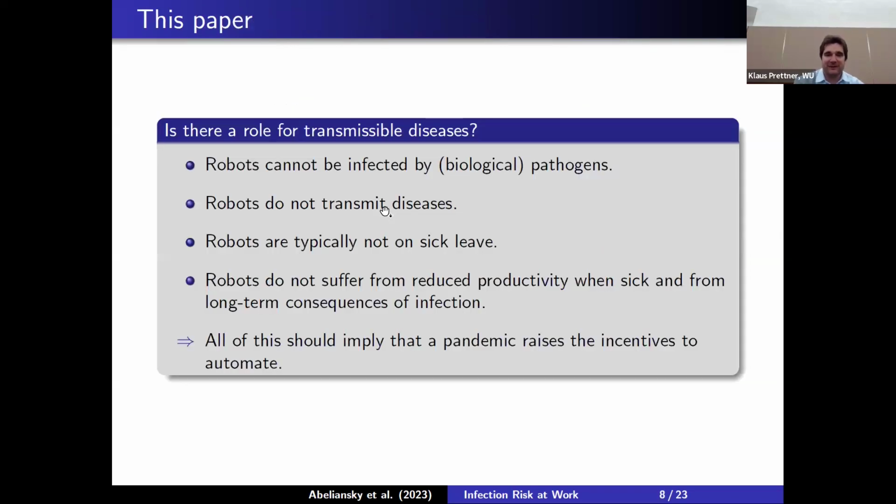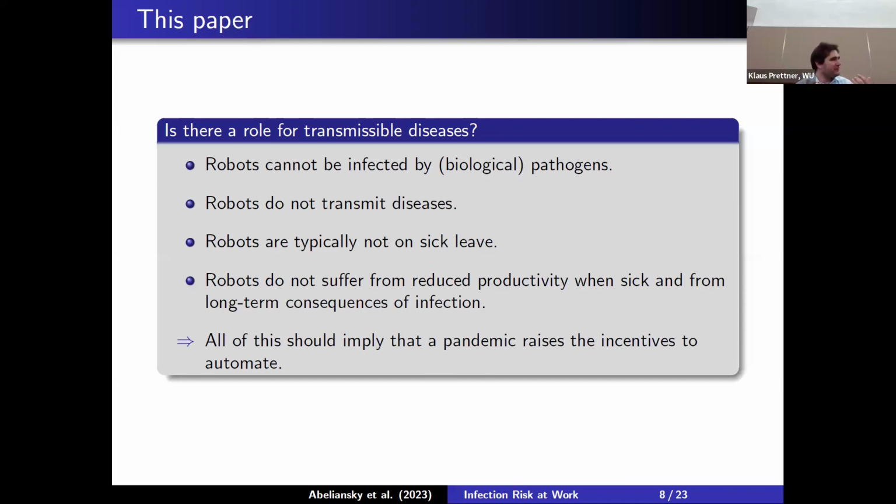But now what we want to do in our paper is to analyze whether there is also a role in automation adoption to play for health, and particularly for the presence of transmissible diseases. We've seen this during the COVID-19 pandemic, that contagion at the workplace suddenly became a huge issue. And robots have the advantage in this context that they cannot be infected, at least by biological pathogens. They don't transmit diseases, they do not go on sick leave, and they also do not suffer from long-run productivity consequences, such as in case of COVID-19, for example. Of course, robots would not suffer from these long-run consequences.